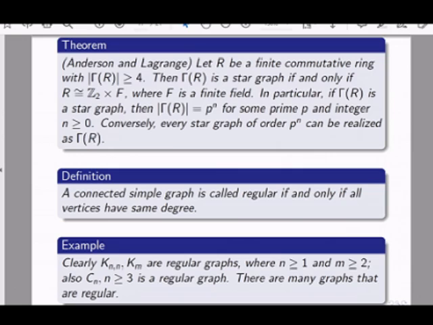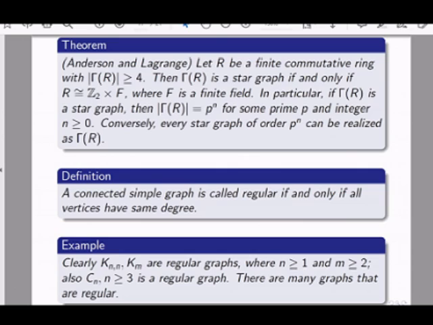This is in the same paper I mentioned: if your ring is finite and the number of vertices of the zero divisor graph is bigger than or equal to 4, then the zero divisor graph is a star graph if and only if your ring looks like that. This is what I am trying to tell you: how you make a connection between a graph and the structure of the ring. If your ring is finite and a star graph, then your ring should look like that, where F can be any field.